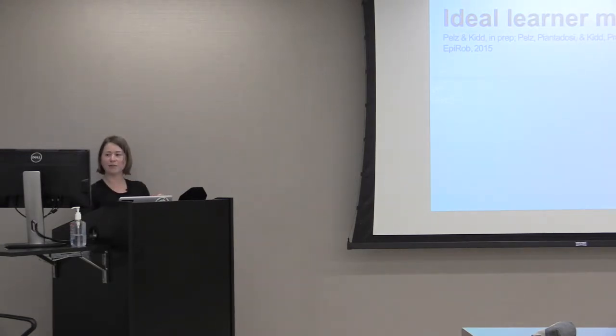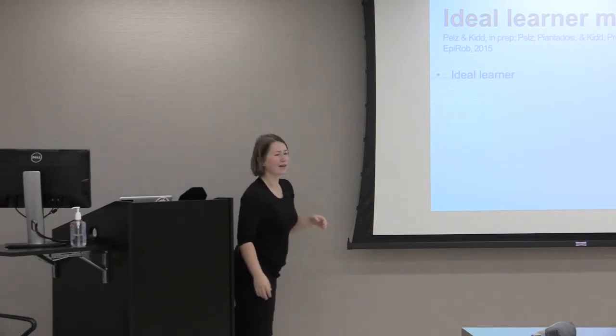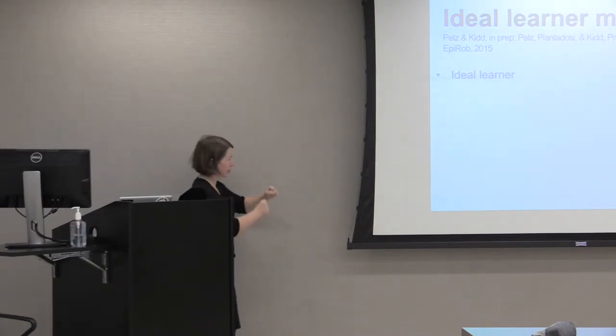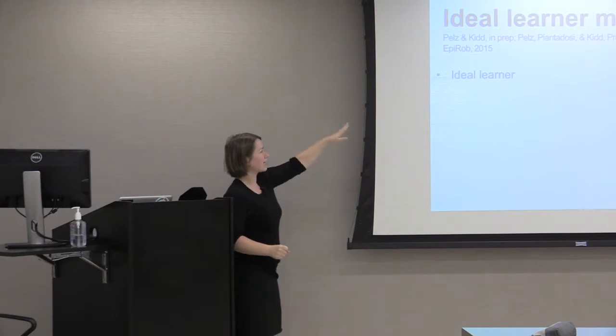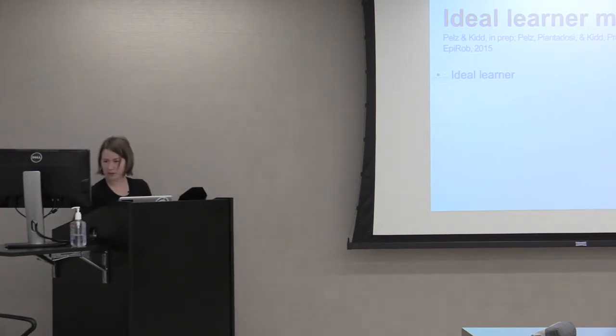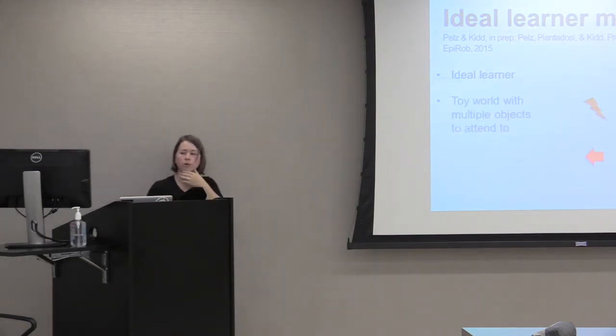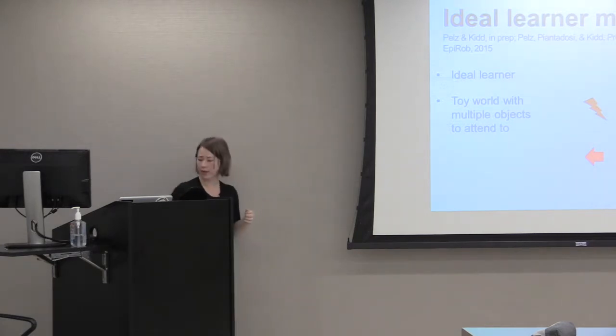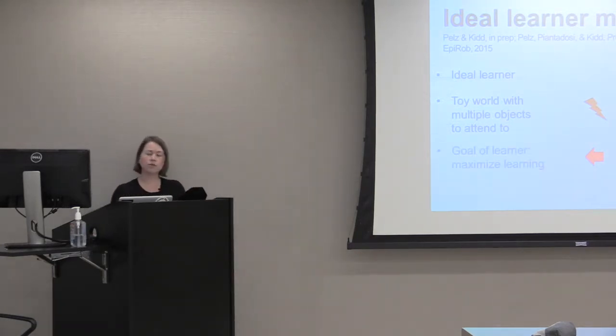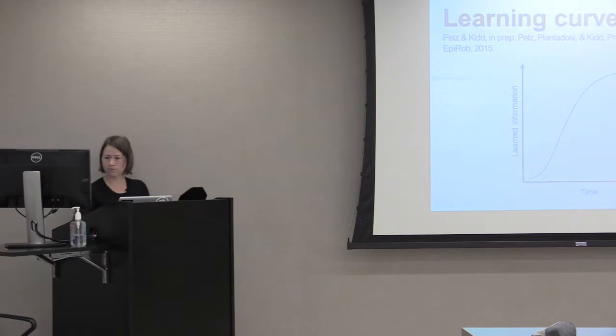So the ideal learner model works like this. Just like with the Goldilocks version, I'll go over this at a very high level, but I'm happy to discuss the nitty-gritty if you are interested at breaks. There is an ideal learner, represented by that little stick figure there, and then there's a toy world with multiple possible objects to attend to in it. The goal of the learner is to maximize learning.